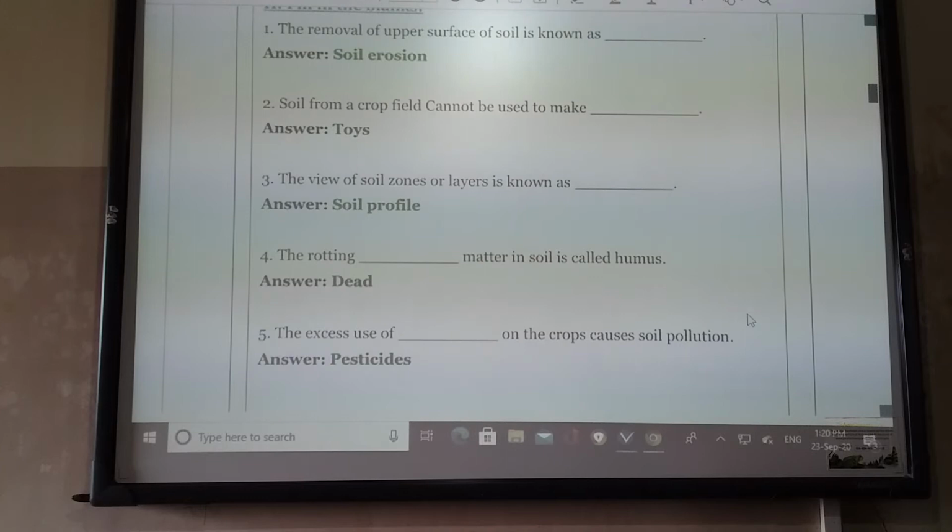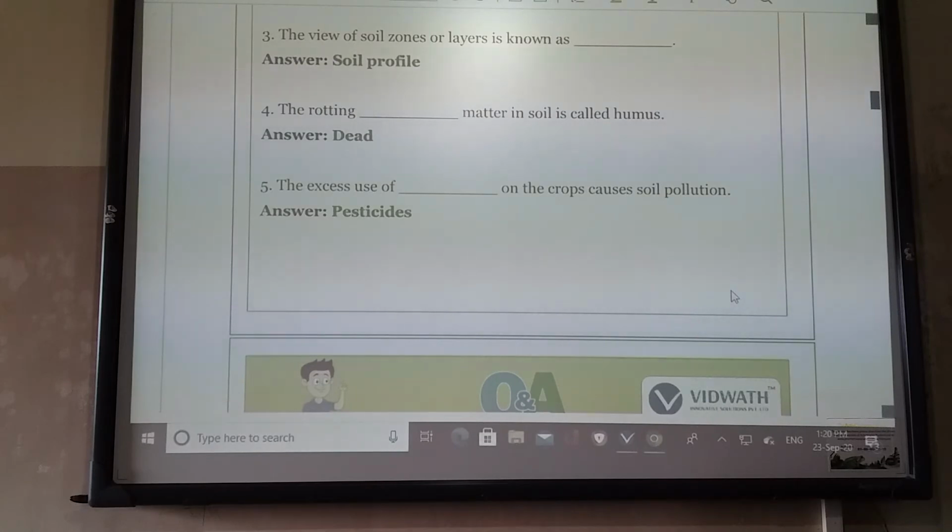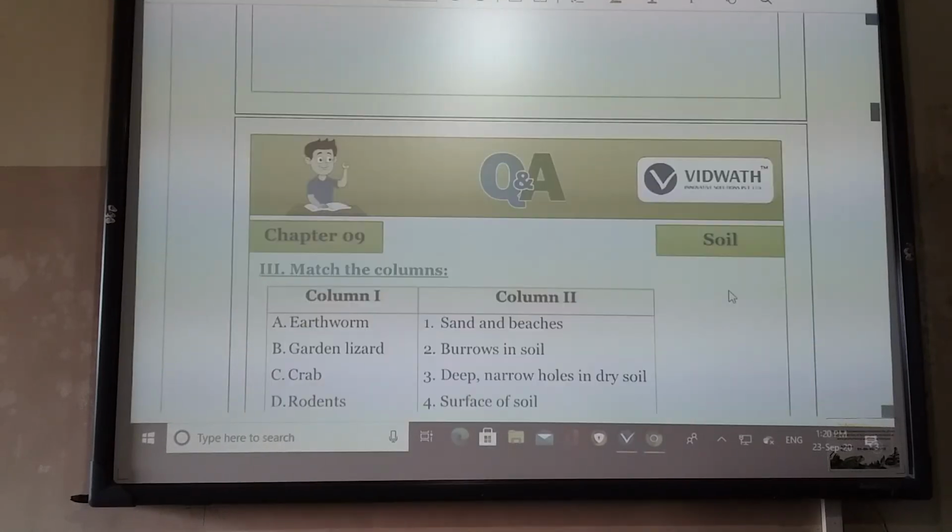Next question, the excess use of dash on the crop causes soil pollution. The correct answer is pesticides and also insecticides. That is the correct answer.